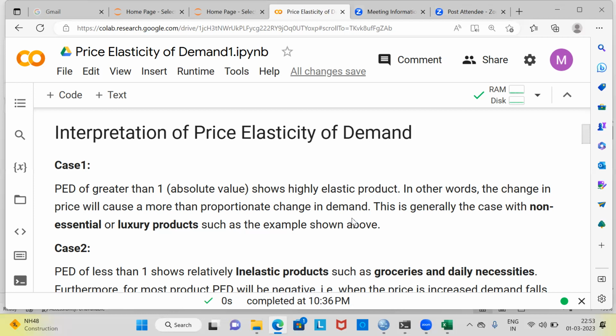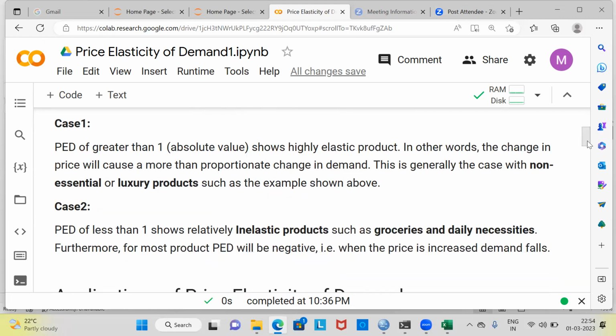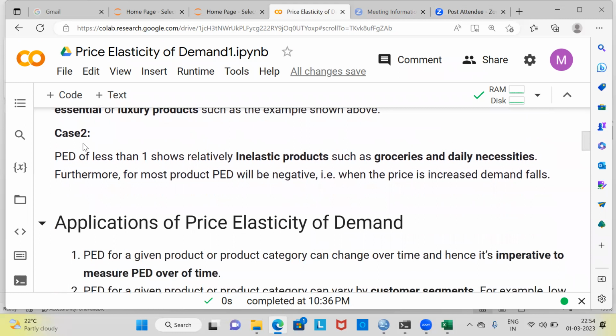Now, one question that you might ask me is, when do you see a PED value of greater than 1? Let's say 2 or 3 or 4. You may get a PED of 2 or 3 or 4. Generally speaking, PED value will be greater than 1 when you are talking about non-essential or luxury products. Remember this, whenever we are talking about non-essential or luxury products, you can expect the PED to be greater than 1.